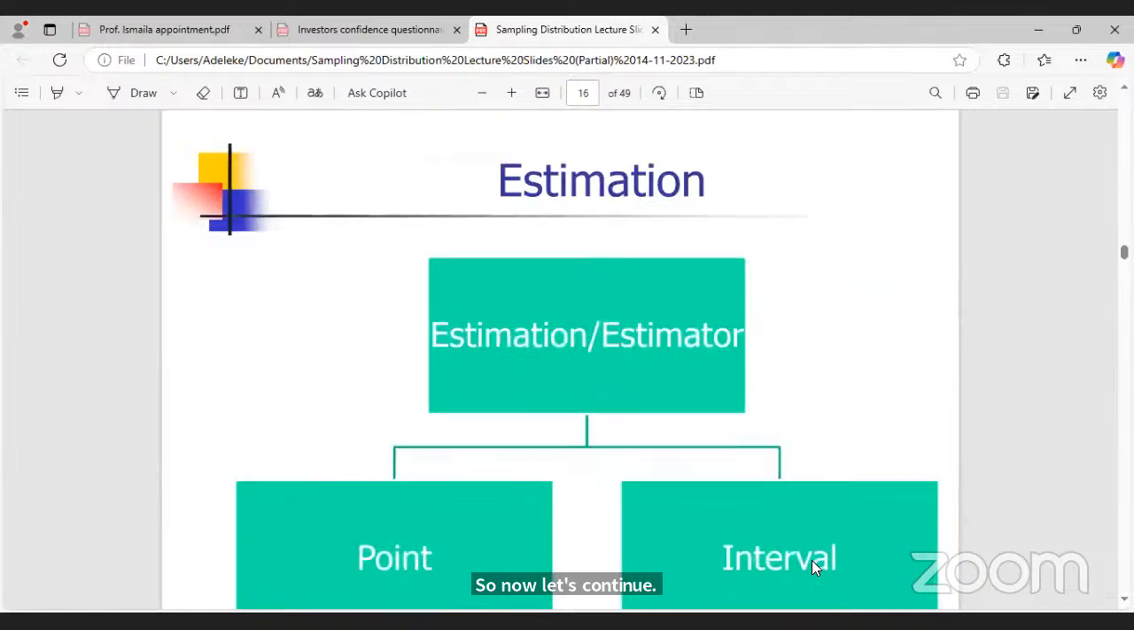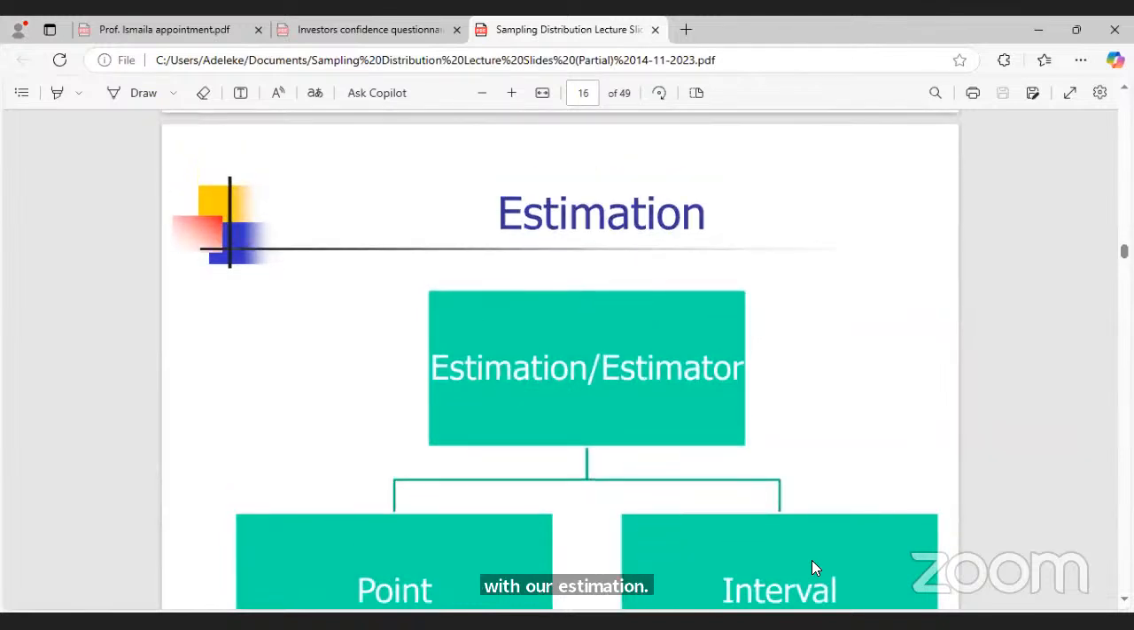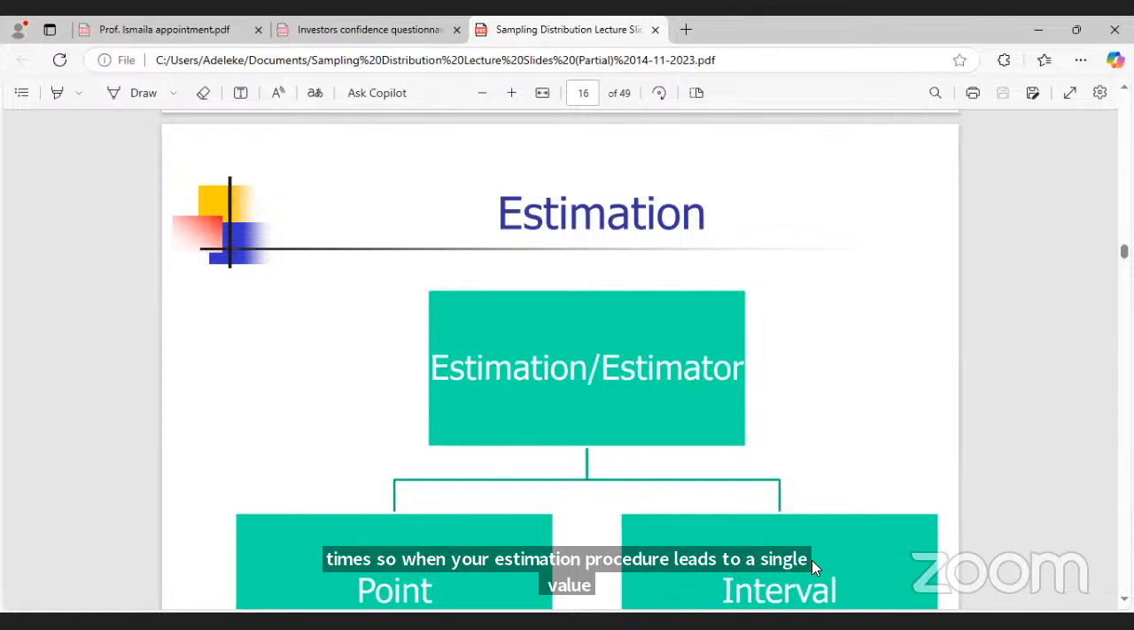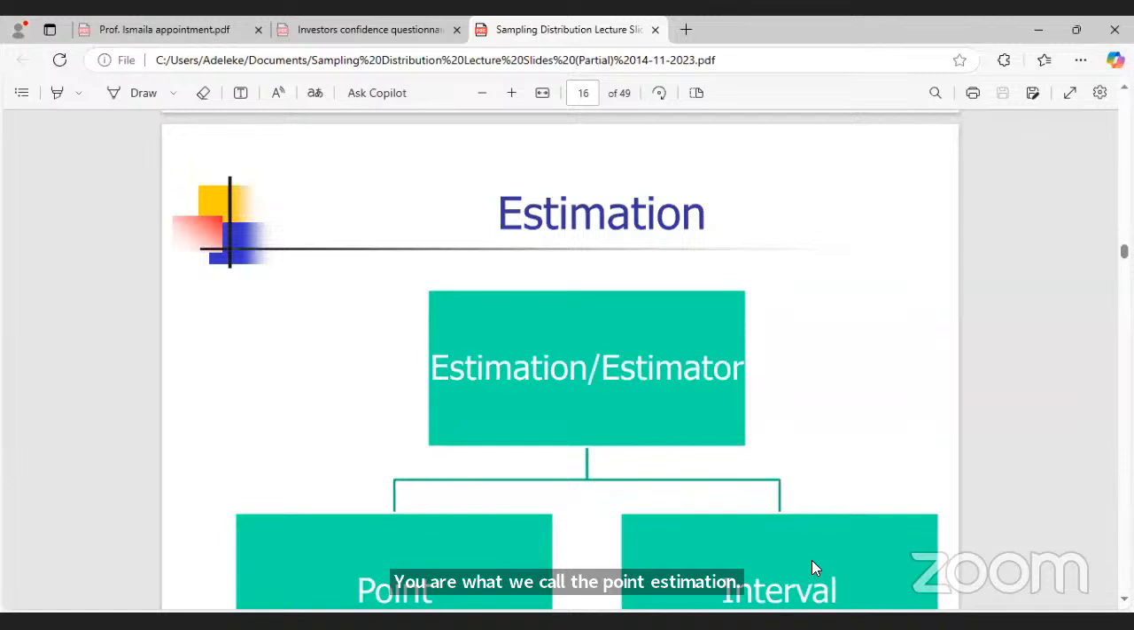All right. So as a summary, this flowchart describes our estimation in brief. Our estimation can be point, it can be interval. I've explained that several times. When your estimation procedure leads you to a single value, you have what we call point estimation. The formula that you use to arrive at that single value is an estimator. So that formula is a point estimator.